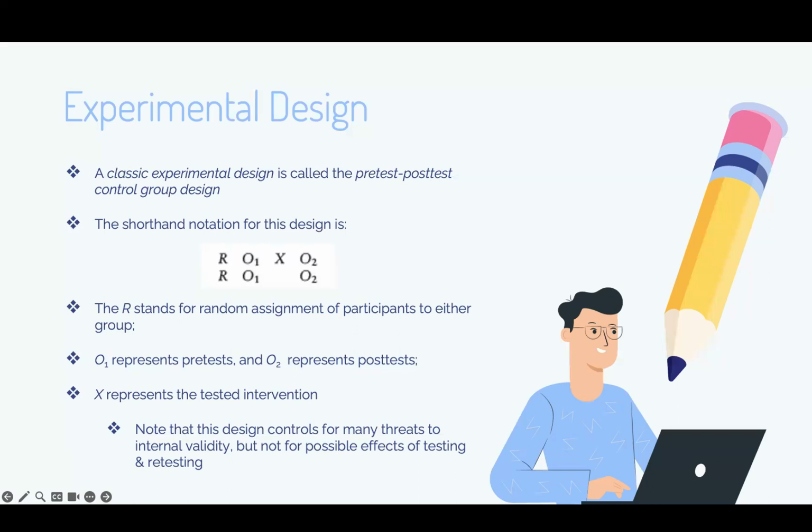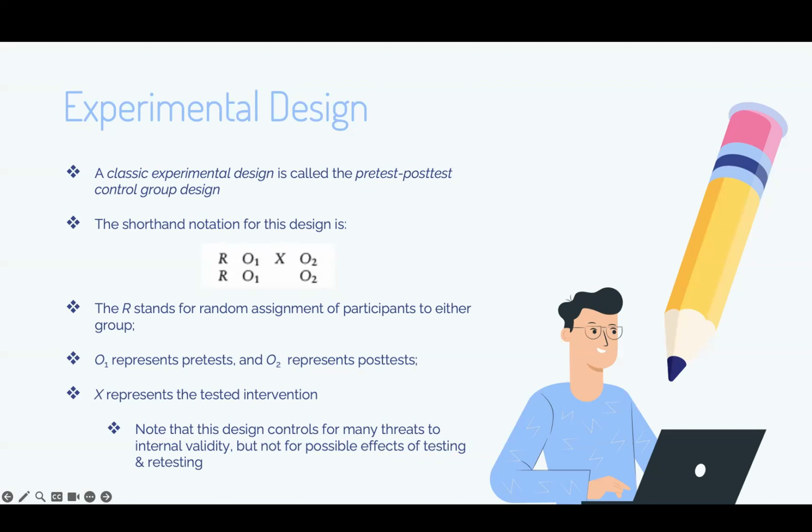X is the intervention itself, administered to the experimental group after the pretest. And O2 signifies the post-test conducted after the intervention has been administered. Post-tests are critical for observing the outcome and determining the intervention's impact by comparing these results to the pre-test measures. This design has strengths because of its ability to control for many threats to internal validity.